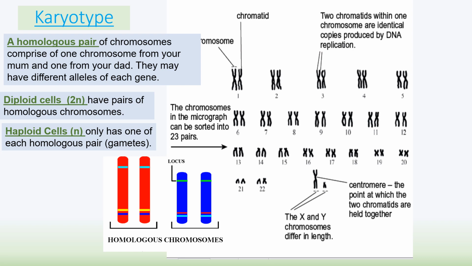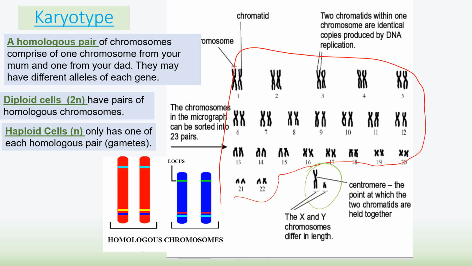So this is called a karyotype, which shows you a map of the 23 pairs or 46 chromosomes in humans. And you should be aware there are autosomal chromosomes, which are the first 22 pairs, and then the 23rd pair decides whether you're male or female, which is the sex chromosomes.